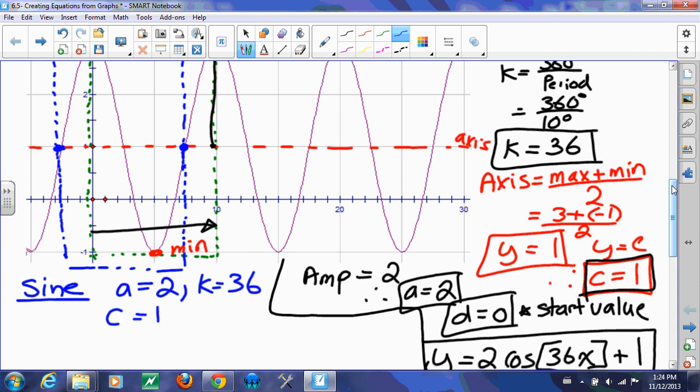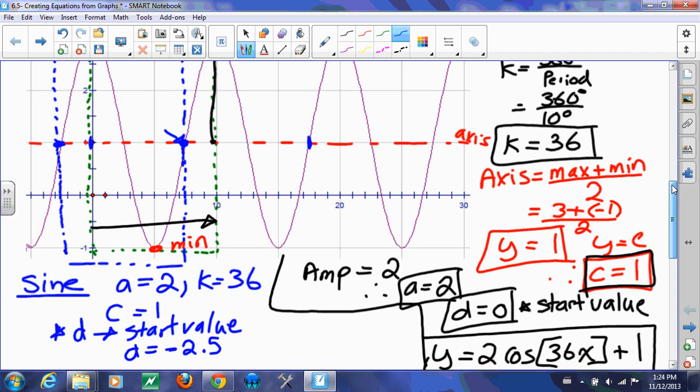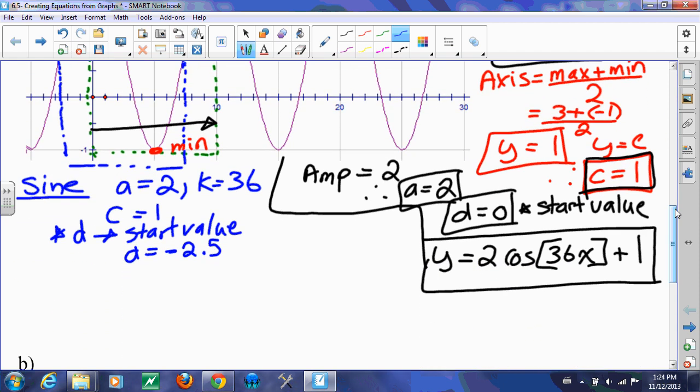But what changes is D. So we've got to worry about our D, which is our start value. So all we have to do is look on our graph and say, hey, instead of starting here at the origin, I've started 2.5 to the left. So what does that tell me? That D equals negative 2.5. Or, if you had started this being your start value and had ended here, you would use D being 7.5. Doesn't matter because it would still graph out to be the same because it's already completed one period.